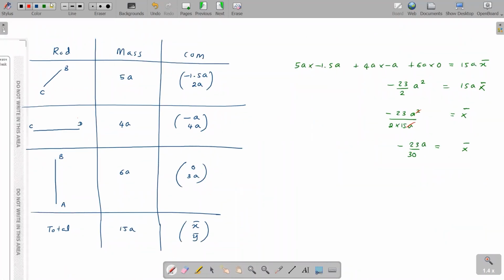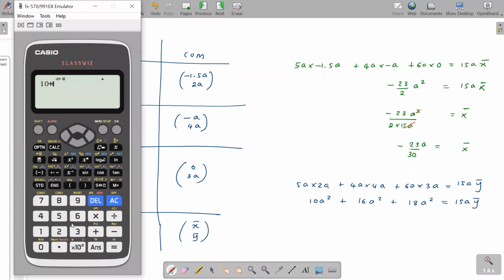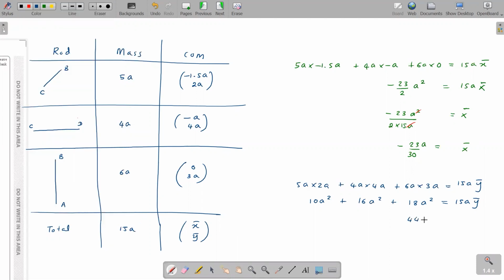What's the Y coordinate? 5A into 2A, the mass multiplied with the center of mass Y coordinate, plus 4A into 4A, plus 6A into 3A equals total mass 15A times Y bar. So when you add everything, this is 10A square, 4 times 4 is 16A square, 6 times 3 is 18A square, equals 15A times Y bar. Add all these, what do we get? 10 plus 16 plus 18, and I get 44A square equals 15A Y.